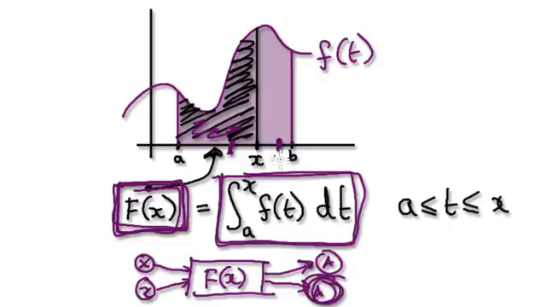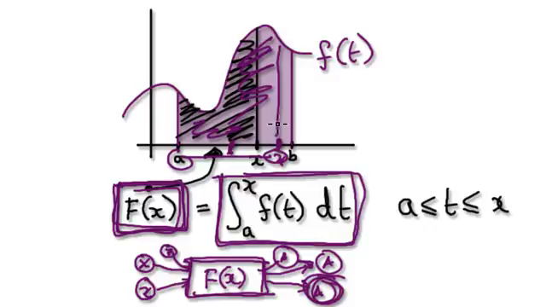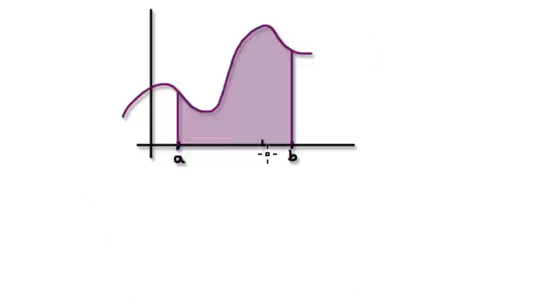So suppose x is somewhere over here. If you put this location into this machine here, it will spit out a number. Well, this number here would represent the area from a to x. So the point here is that you can think of this as a function, because no matter where x is.